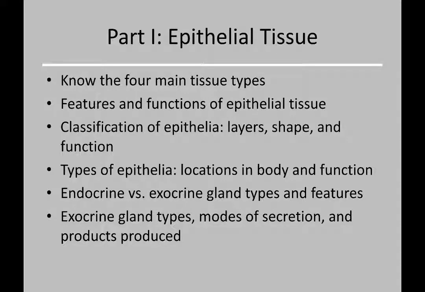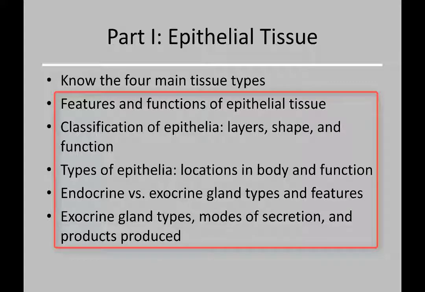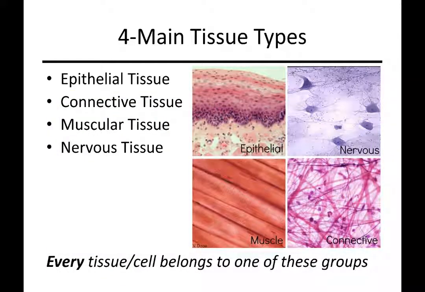So this is the list of what you're going to need to know for the epithelial tissue, but the first item transcends all the tissues. There are 4 main tissue types. You need to know the 4 main ones, and then this first part is going to go specifically into the epithelial tissue. So the 4 main tissue types are epithelial tissue that covers or lines. And every tissue in your body is going to be attributable to one of these groups. So this is kind of a big picture concept.